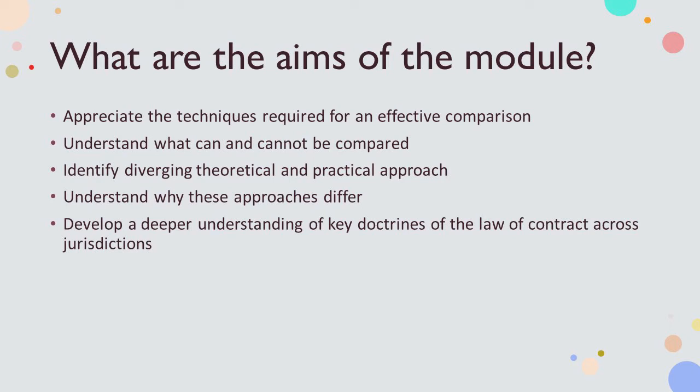We're trying to identify diverging theoretical and practical approaches. And that's quite important because we'll start asking whether different jurisdictions or doctrines or the history, when they deliver diverging results, are doing so accidentally or deliberately. And if they are deliberate, then why is that so? And that's something we'll be spending quite a lot of time on in this course.